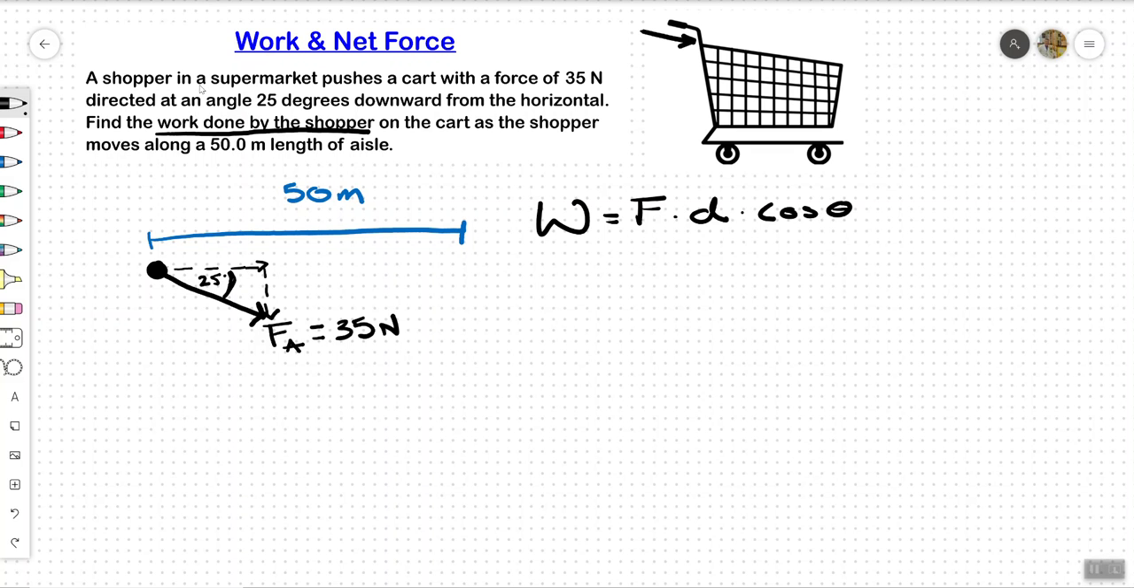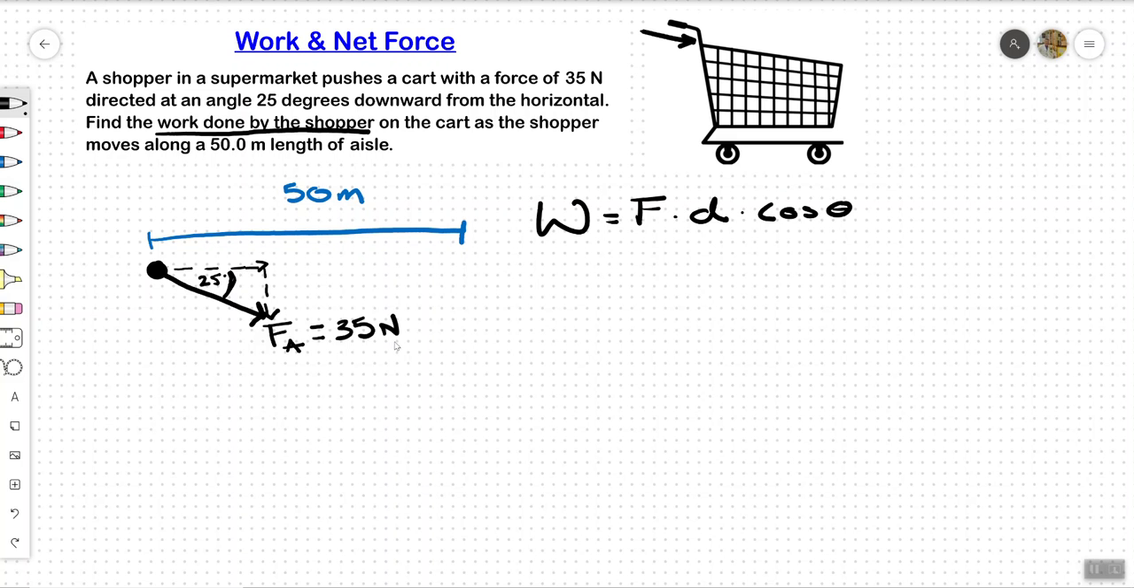So a long time ago, when people weren't in quarantine, they used to go grocery shopping and push their carts down aisles. So this is a problem related to that. This shopper pushes their cart with a force of 35 newtons at an angle 25 degrees downward. So right when you push on a shopping cart, some of it's horizontal, but some of it's also down. And then we want to know how much work is done by the shopper on the cart as it moves along 50 meters. So I've drawn a picture.